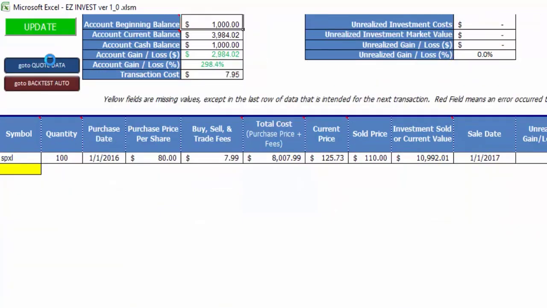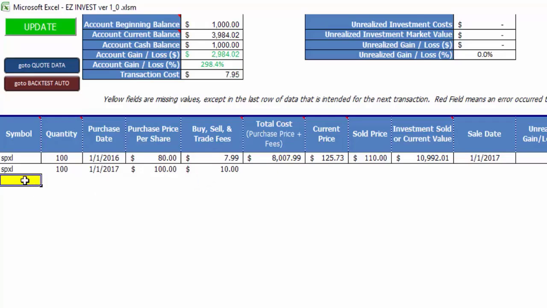One other thing I want to show you is there is an investment log on here. You can keep track of your transactions. Let's just say you did SPXL. Everything that pops up in yellow are the fields that you need to enter. Say 100. Say we're going to do 1, so it's 17. Say we purchase it at 100. Buy and sell fees, we'll say, is $10. That's all you have to do.